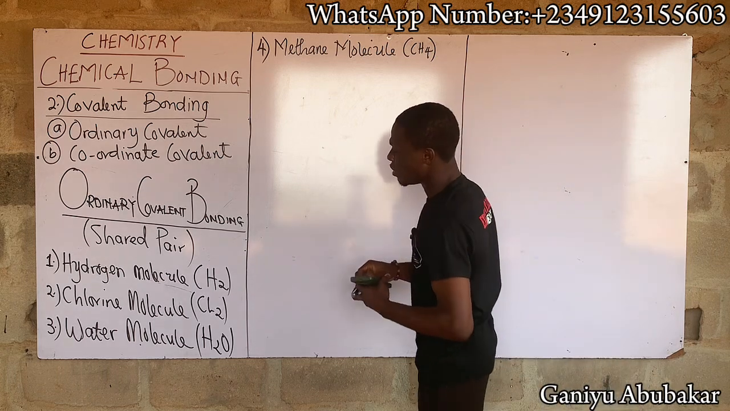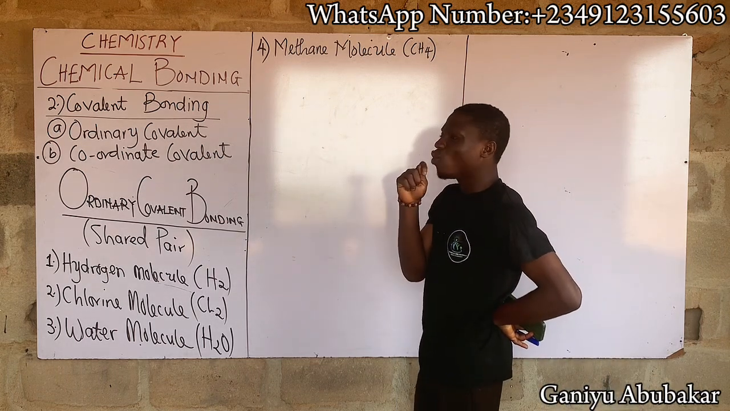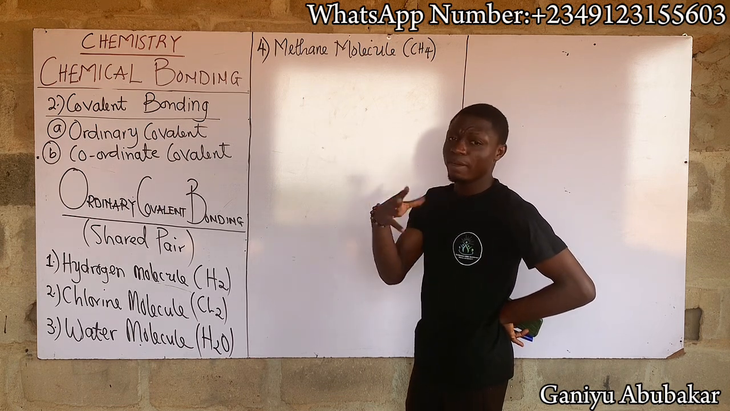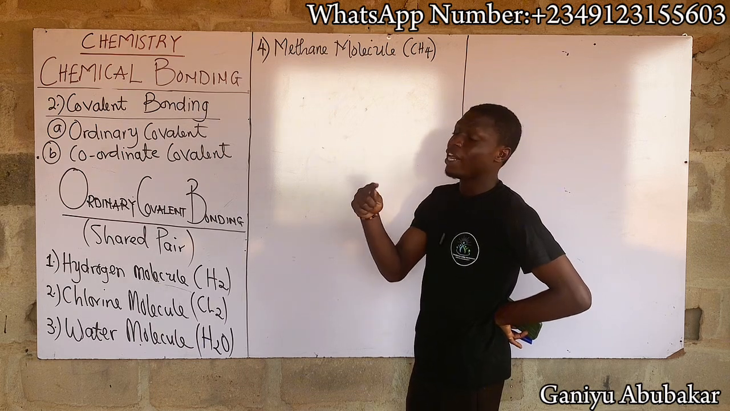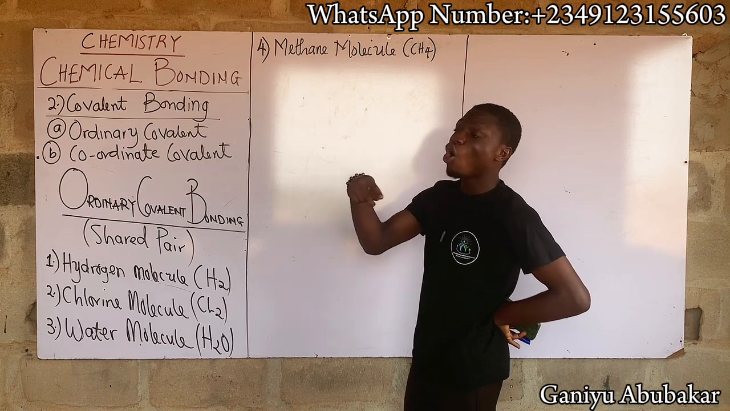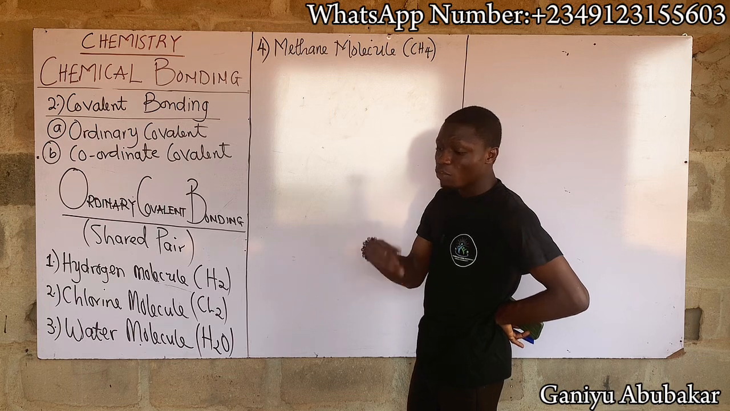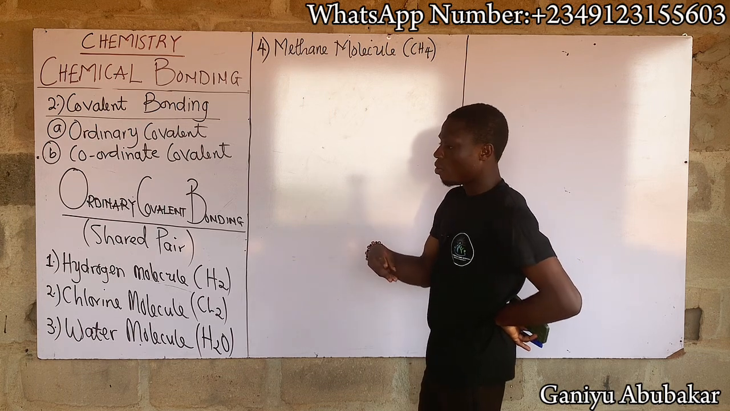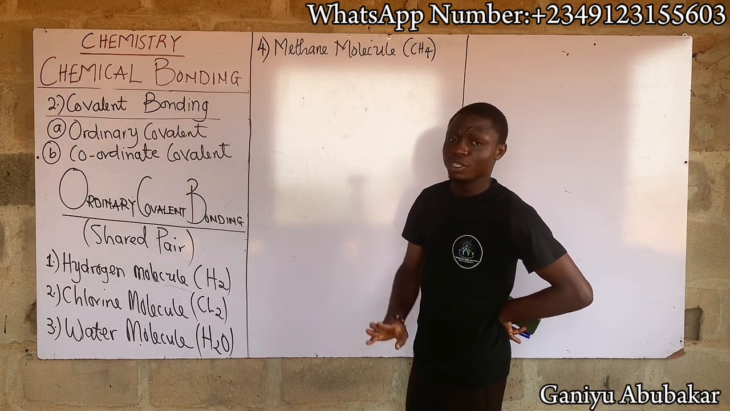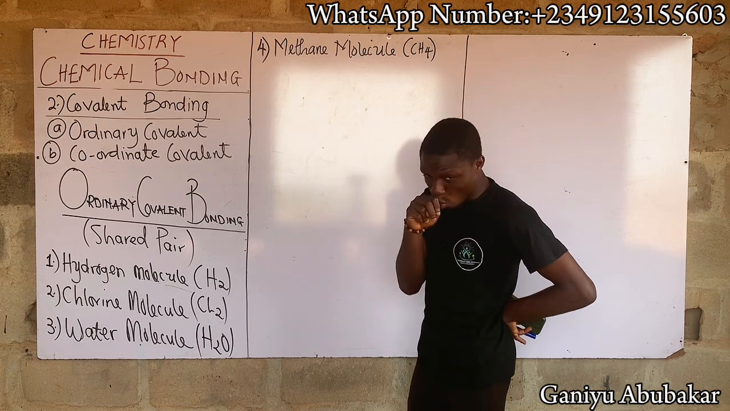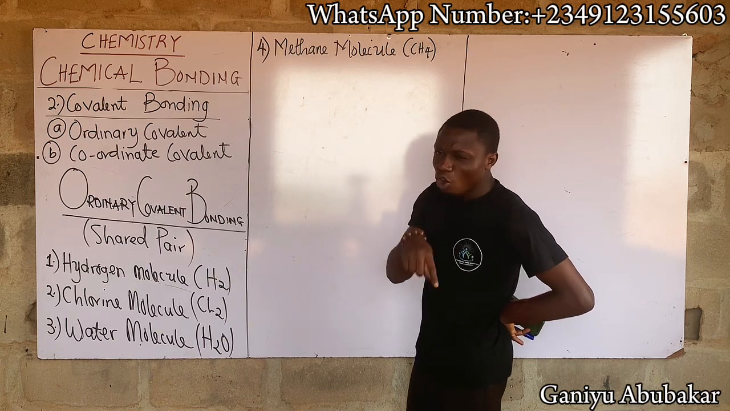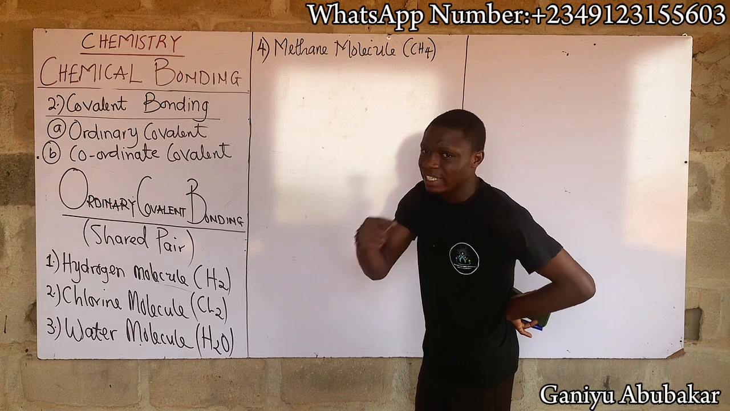In essence, let me give you a hint. When it comes to electrovalent bonding, I gave you several examples last class: NaCl, magnesium chloride, aluminum oxide, and magnesium and chlorine together. Those are for electrovalent bonding. For covalent, there are two types, the ordinary and the coordinate. For ordinary, how do you know them? Here's the thing.